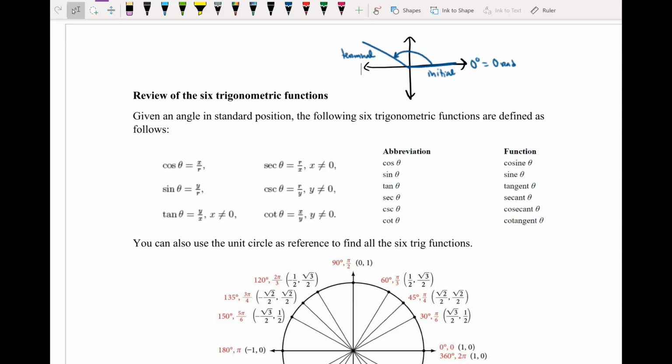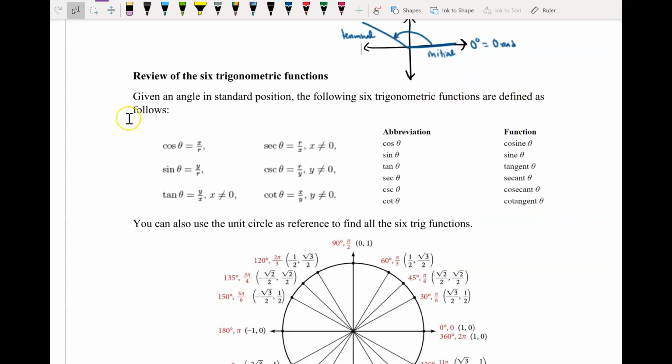So when we think about this, the 6 trigonometric functions are defined as follows. These should be very, very familiar to you. Here's the abbreviation and the function. So we have the cosine of theta, the sine of theta, tangent theta, secant theta, cosecant of theta, and cotangent of theta. Obviously we don't write the whole word down. We have an abbreviation for them, and some sort of formula for it. Here the cosine of theta is equal to the x value divided by the r value. Here, r comes from the Pythagorean theorem, which is the square root of x squared plus y squared.